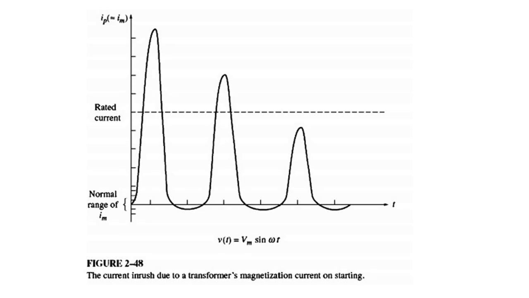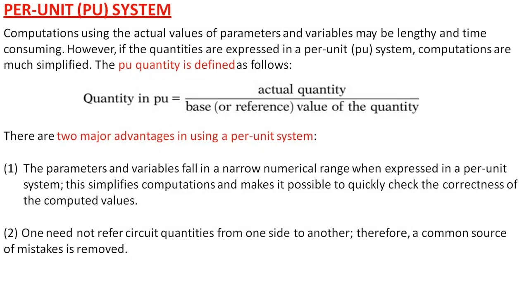Maximum to minimum. Per unit, the PU system. Computation using actual values of parameters and variables may be lengthy and time consuming. However, if the quantities are expressed in a per unit system, computations are much simplified. The per unit quantity is defined as follows: quantity in per unit is equal to the actual quantity divided by the base value of the quantity.